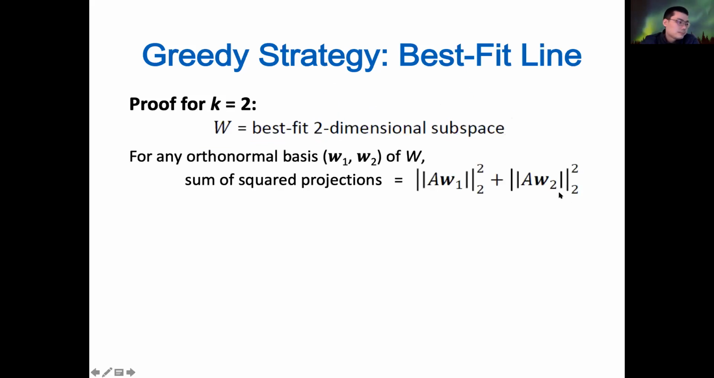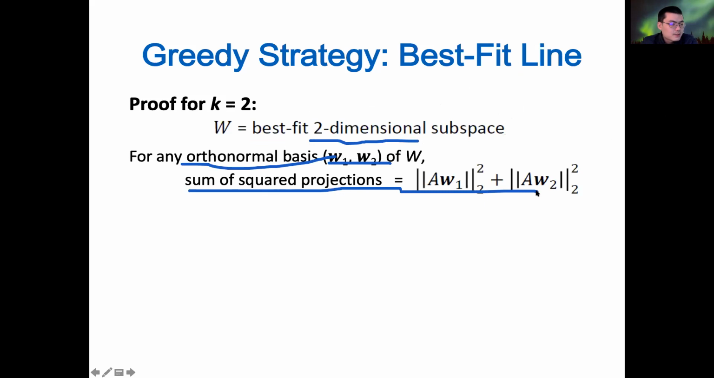How to show this? We know that this is a 2-dimensional space, so we can always find an orthonormal basis W1, W2 in the space. The sum over the squared projection will be something like this. And what does it mean by the best? Best means this is a component along W1, this is a component along W2.